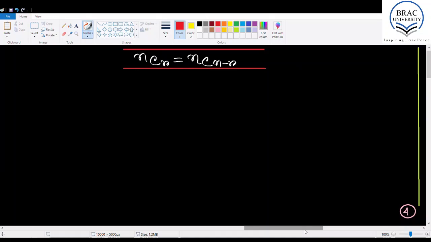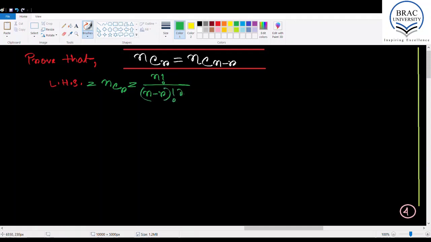Here nCr equals nC(n minus r). You'll have to prove that, right? Okay, prove that. And you must remember this as well. This is a very important identity. Left hand side equals nCr. That is, according to the formula, n factorial divided by (n minus r) factorial into r factorial, right?